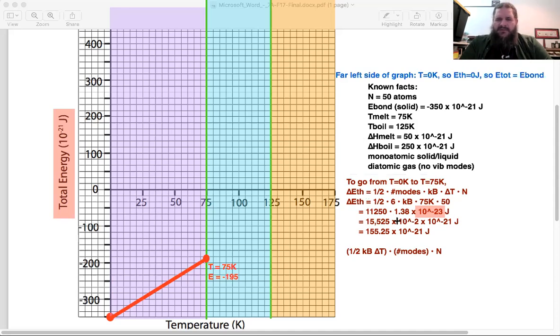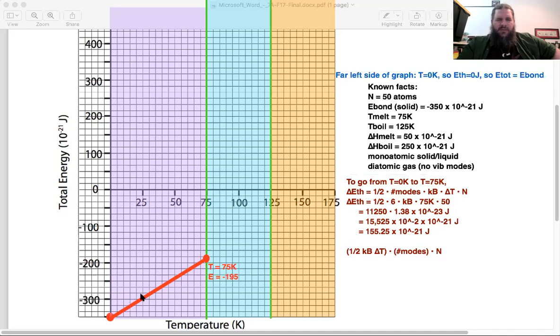So the 10 to the negative 2, I combined with the 15,000 to get 155, just by moving the decimal point. And then the 10 to the negative 21 joules I'm keeping, because that's the appropriate units for this axis. The important thing is we want to be able to have everything written in the same units. So I'm just thinking of 10 to the negative 21 joules as the units of measurement.